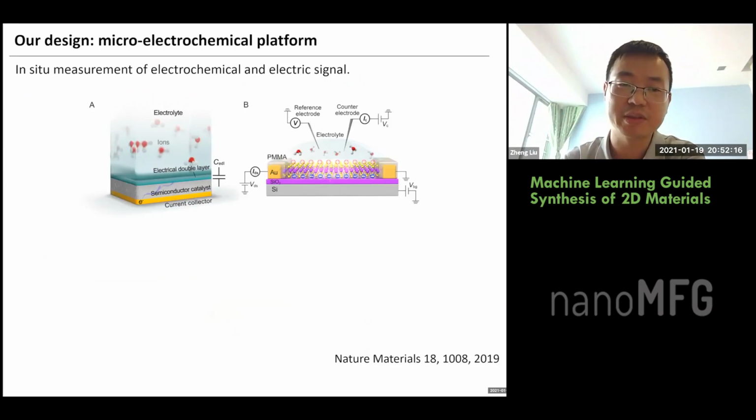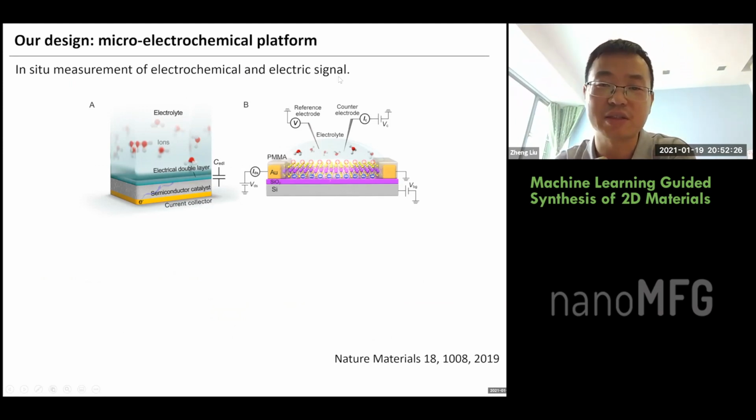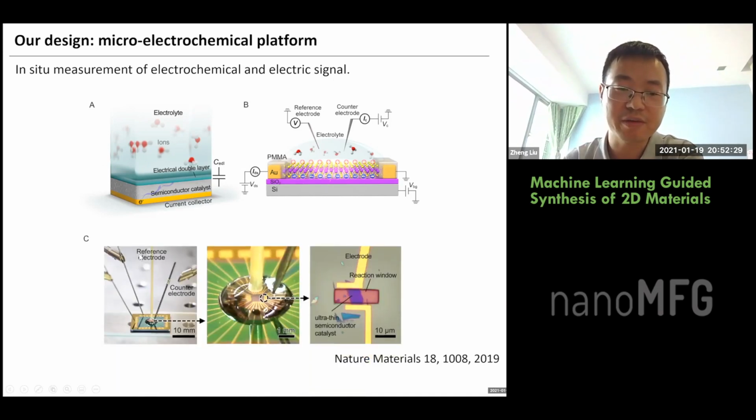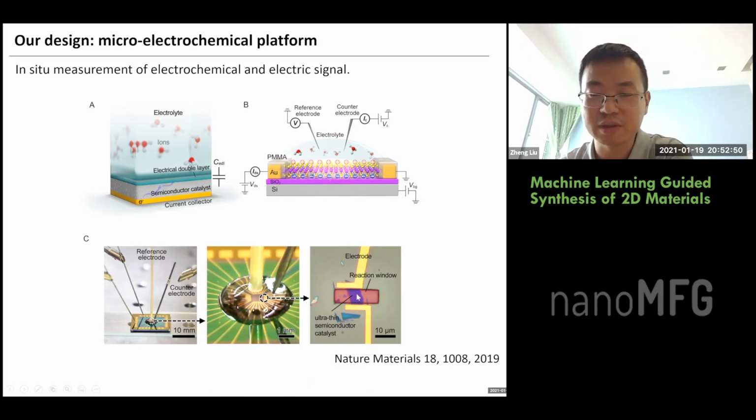So in order to address this, we developed an in situ measurement system which can collect the signal of electrochemical reactions and also the electric signals. So this is our setup. All the reaction will happen in a very small area. Zoom in here, in such a small area, we open a window. The reaction will happen here, and the rest is covered by PMMA, so that we can collect the intrinsic signal from the catalytic reaction. I won't go into details.